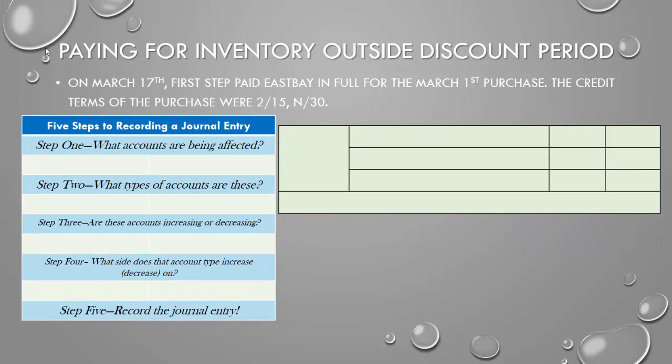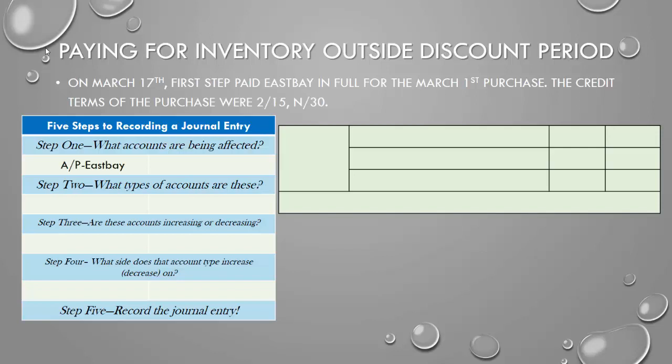Let's look at the same transactions but a different scenario. Now let's assume we're not going to pay eBay until March 17th for that March 1st purchase. Well, the terms were 2/15, which means we had 15 days to pay them. It went from March 1st to March 17th, which means it's been 16 days. We missed our discount period. That's okay, because that's what we assumed was going to happen when we recorded the purchase in the first place.